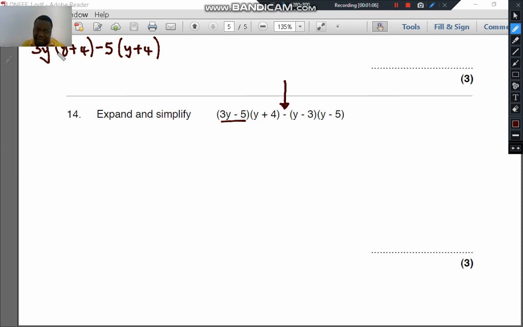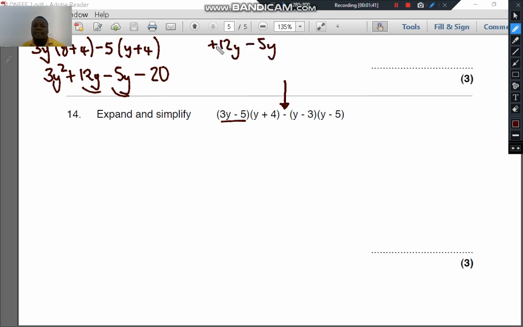So let's expand this. This is 3y multiplying y, so we're going to have 3y squared. By now we should be used. 3 times 4 would be 12, but of y. 5 times y would be minus 5y. And then negative 5 times 4 should give us negative 20. Okay, so these are the like terms we've got here. We've got plus 12y minus 5y.